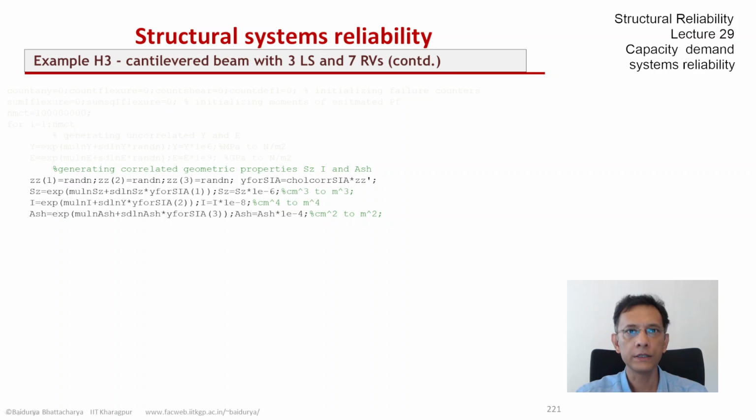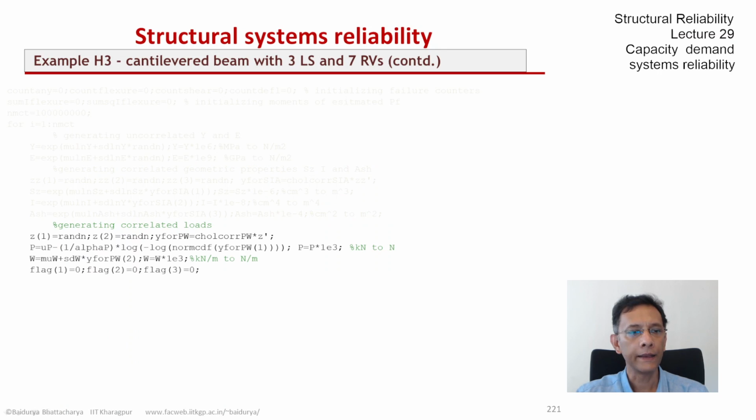Then the loads are generated in a similar manner. I first generate two independent standard normals, Z1 and Z2, and then combine them with the lower Cholesky factor, and then transform each of the y's to P and W respectively. I'm again mindful of the units.